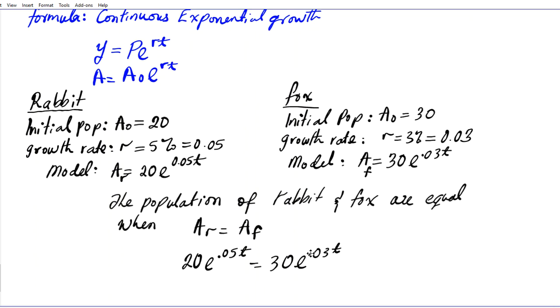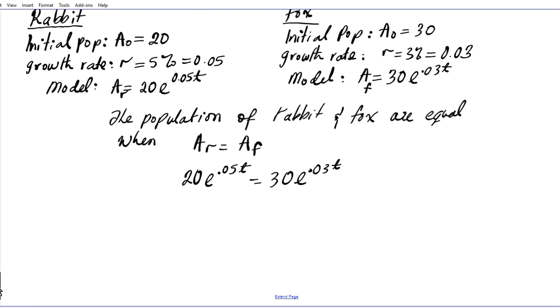There are two ways you can solve this problem. You can graph these two functions and find the point of intersection, that will be the answer. Or you can just use algebra to solve this exponential equation. I'm going to use algebra to solve this. Let's divide both sides by 30. I want the numbers on the left and the e's on the right. So I'll start by dividing both sides by 30.